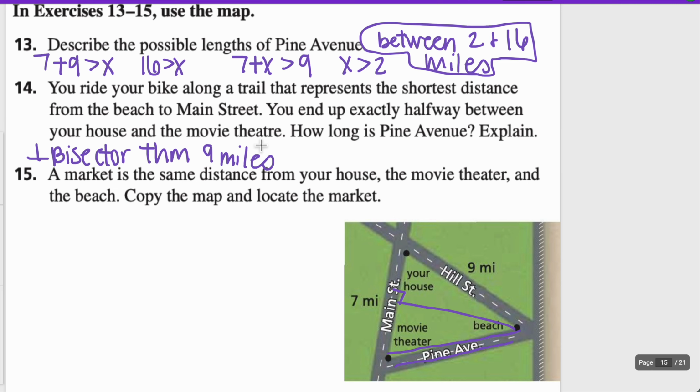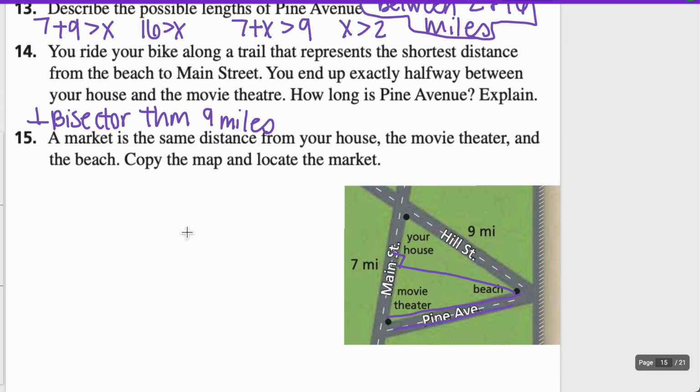It has to be perpendicular to Main Street, and we ended up at our midpoint between our house and the theater. So your trail has to be the perpendicular bisector between those two things, so that could be the same distance from your house to the movie theater. So that's why we want to choose 9.